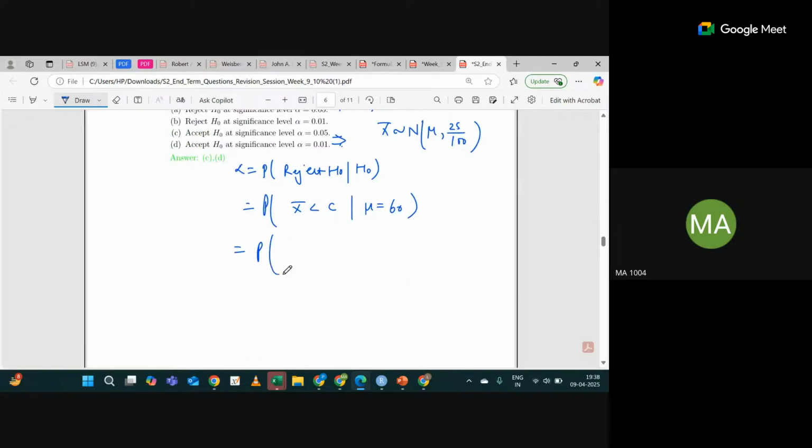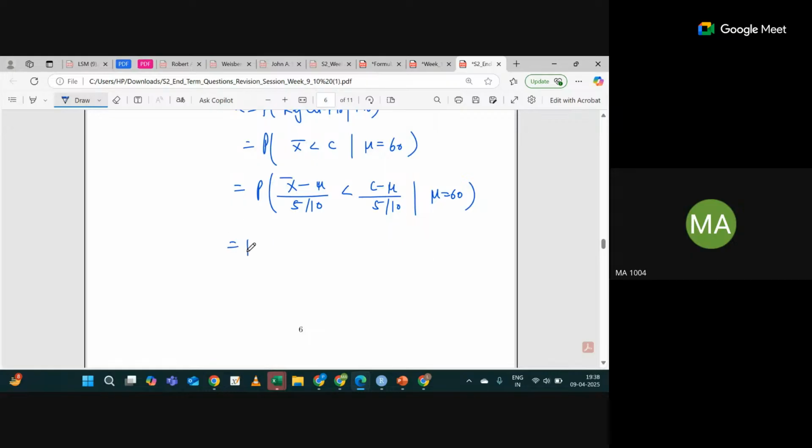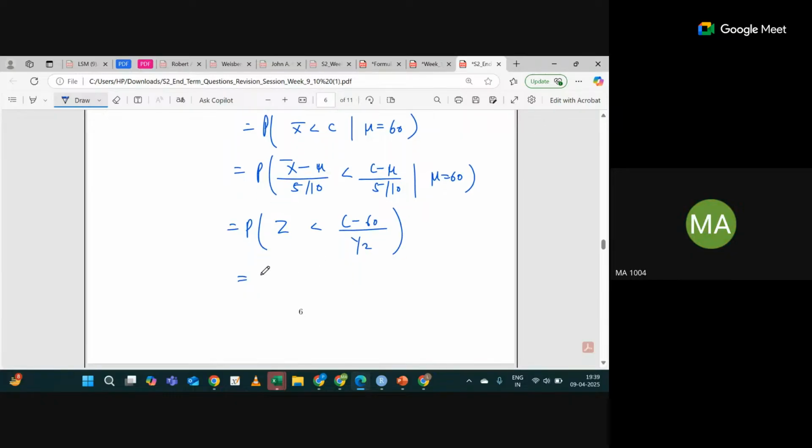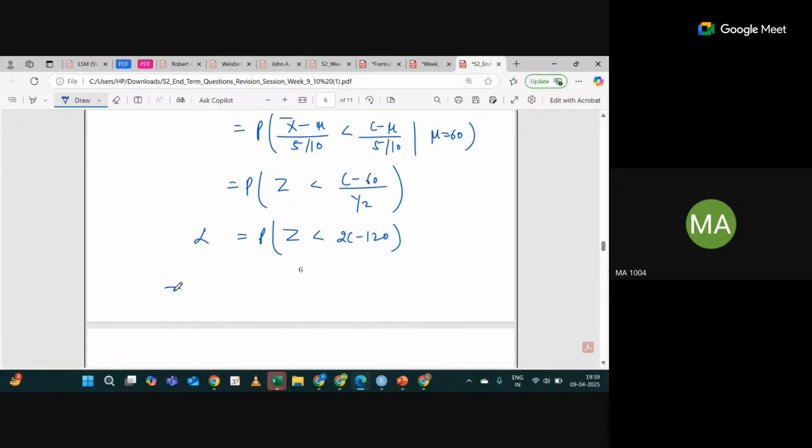So we have to do X bar minus mu divided by 5 by 10 less than C minus mu divided by 5 by 10, given that mu is equal to 60. So this will be Z less than C minus 60 divided by 1 by 2. So this will be probability Z less than 2C minus 120. Everyone is getting this? Yes, sir.